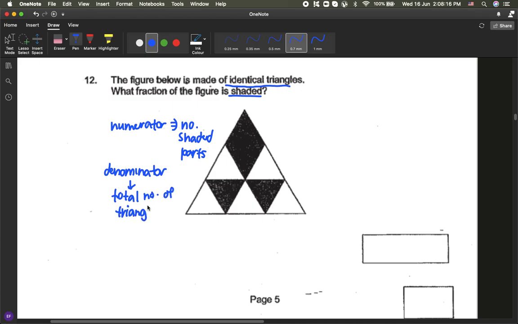Triangles. Okay, so let's count the number of shaded triangles that we have. So we have 1, 2, 3, and 4. So our numerator is 4. And what is the total number of triangles? It's 1, 2, 3, 4, 5, 6, 7, 8, 9. We have 9. Our denominator is 9. So this fraction is already in its simplest form because 4 and 9 do not have any common factors. So the answer is simply 4/9.